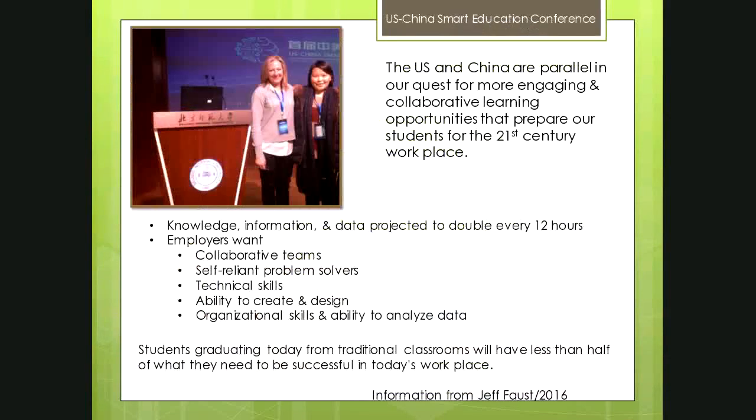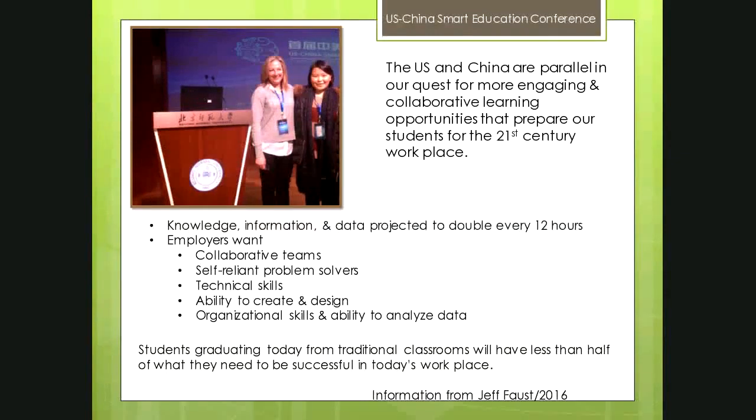I recently had the opportunity to attend the very first U.S.-China Smart Education Conference in Beijing, China. It was an amazing experience. I think the thing that stood out the most to me was that both in the U.S. and China, we are parallel in our quest for more engaging, more collaborative opportunities for our students to prepare them for that 21st century workplace.